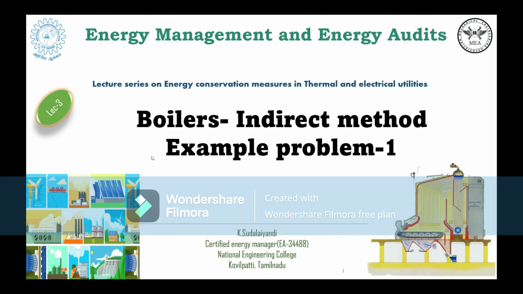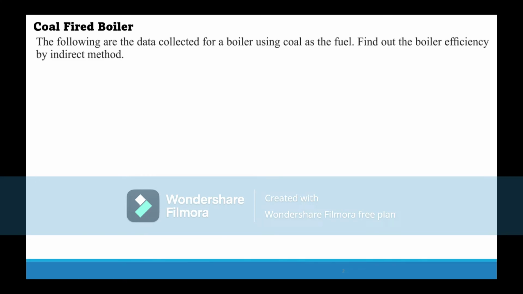Welcome friends. Today we will solve one tutorial problem related to boiler efficiency determination by the indirect method. Today we talk about a coal fired boiler, which is one type of solid fuel boiler. The problem is: the following data were collected for a boiler using coal as the fuel. Find out the boiler efficiency by the indirect method.